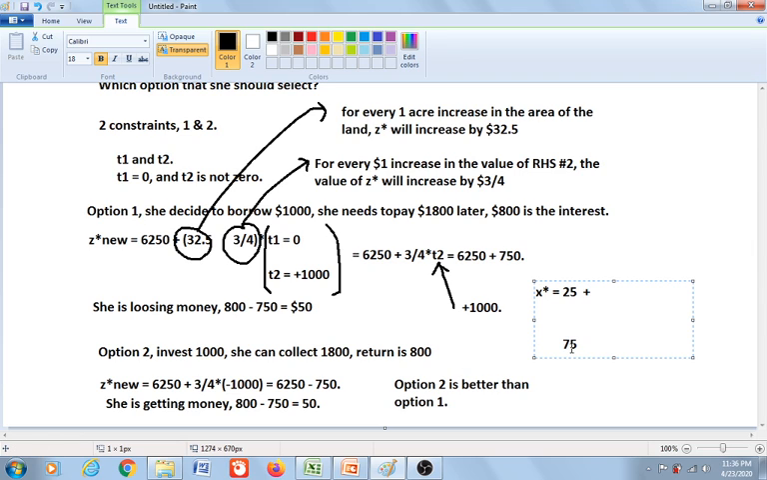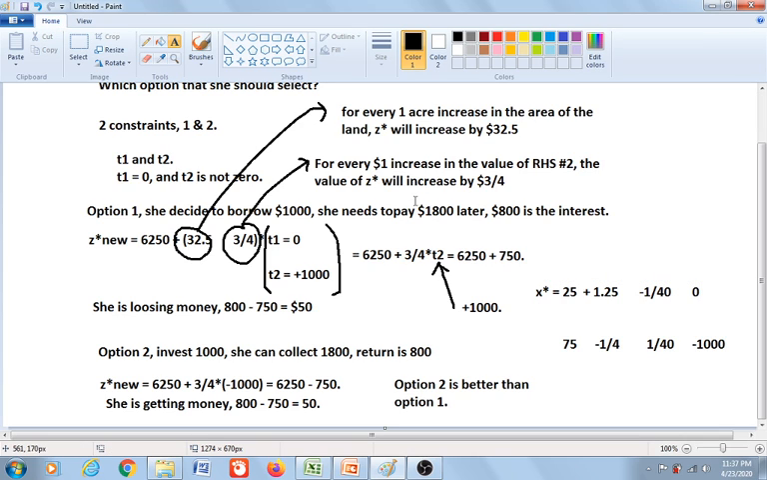So that will be 1.25, minus 1/40, and then minus 1/4, and then 1/40, times t, which is t1 and t2. Remember, your t1 is 0 and your t2 is minus 1,000 because you invest $1,000. So this is a matrix operation. This is a matrix, and this is also a matrix.